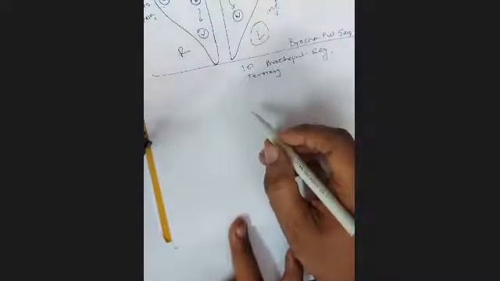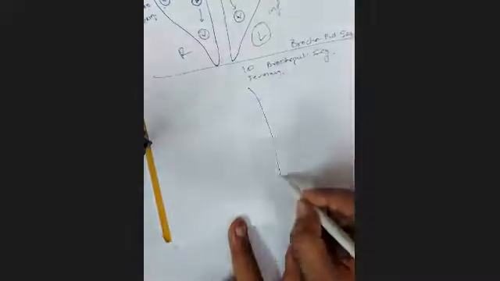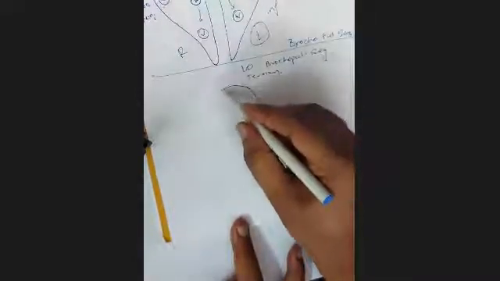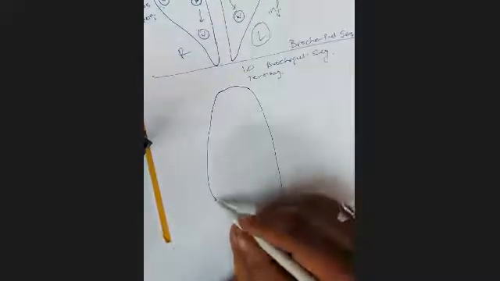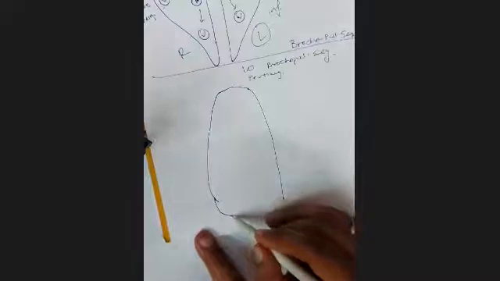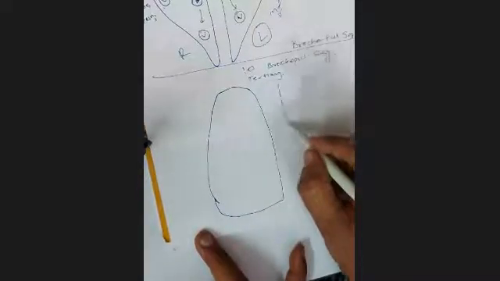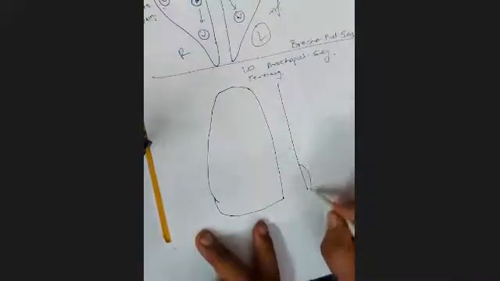Now let us see what these 10 bronchopulmonary segments on each side are. I am drawing the bronchopulmonary segments of the right side like this, and of the left side like this.